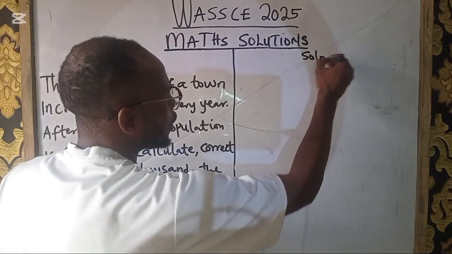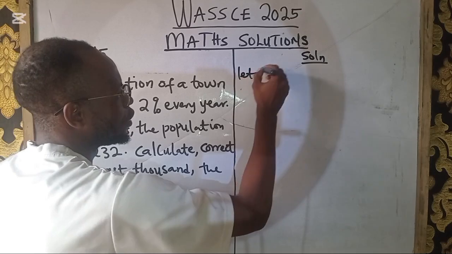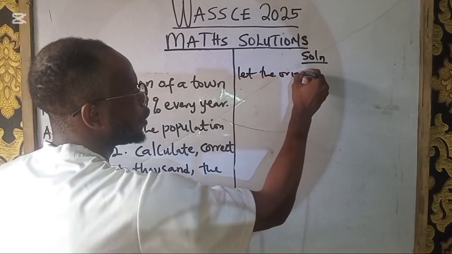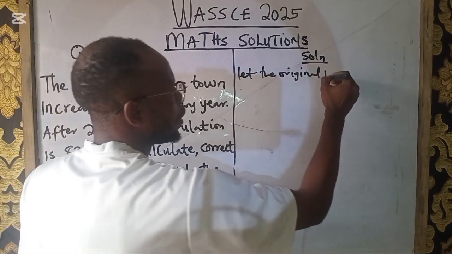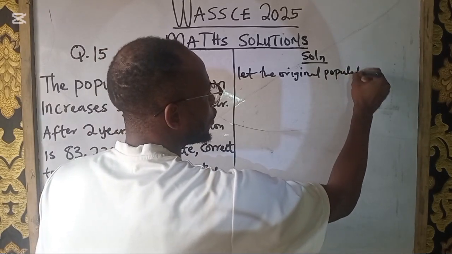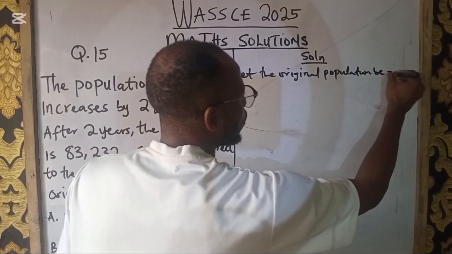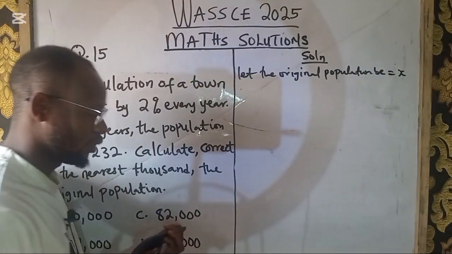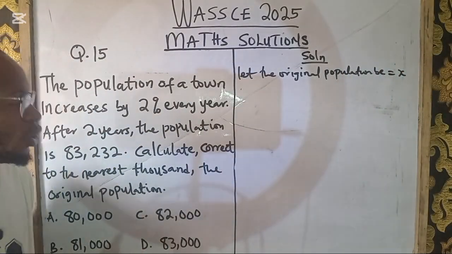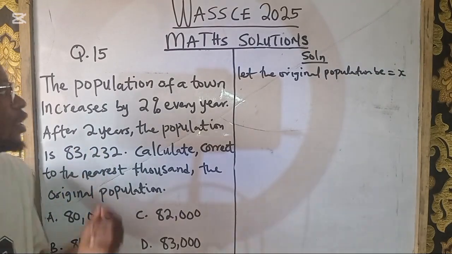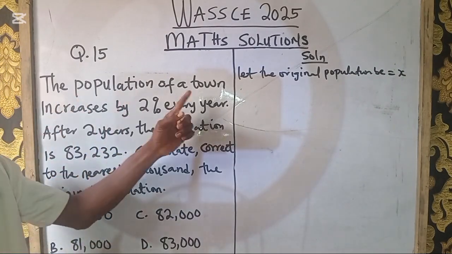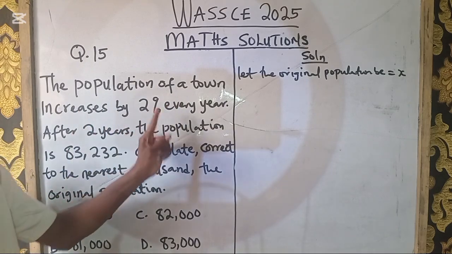We can say that let the original population be equals to what? X. That's the first case because we don't know the original population. So let's go back to the question again. The population of a town increases by 2% every year.